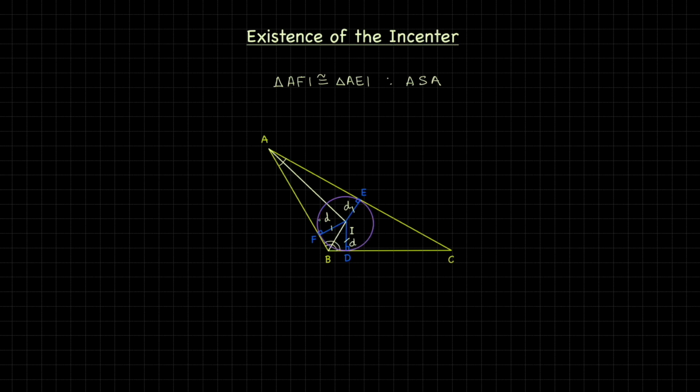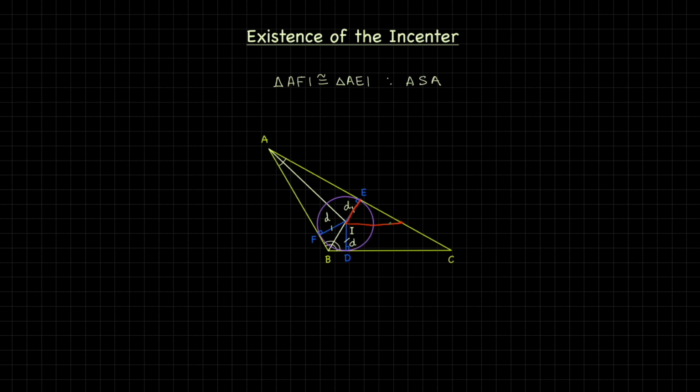Now since the three distances are identical, we can draw a circle centered at point I with radius D, which passes through the three points of intersection of the perpendiculars and the three sides. Let's prove that the incircle lies completely inside the triangle. D is the shortest distance from I to AC, which means if we take any other point on the segment AC, that distance will be larger than D.